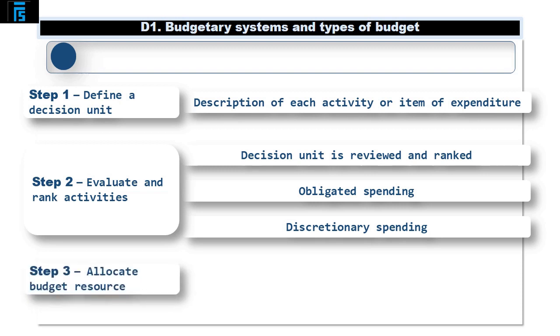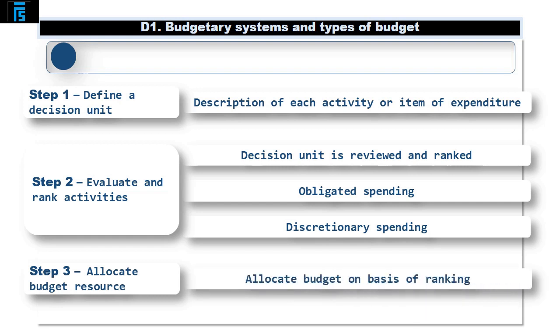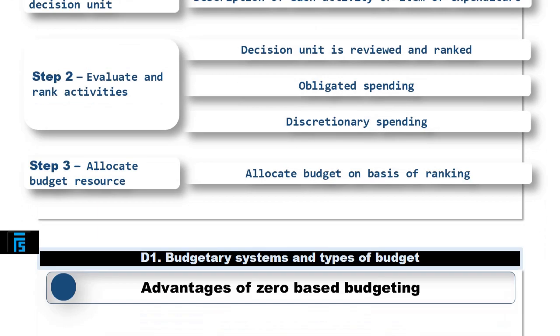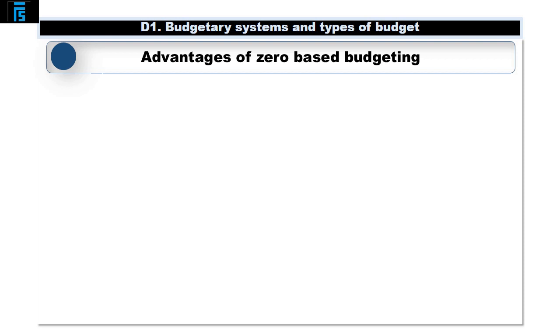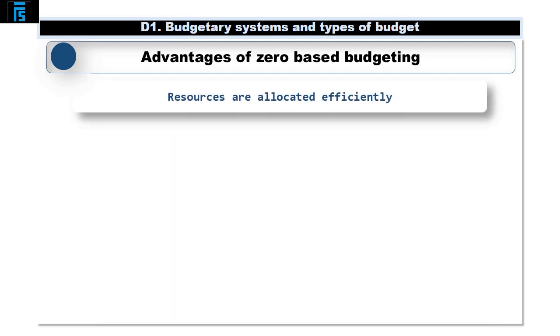Step 3 is to allocate the budget resource. The budget resource is allocated to the items in ranking order until the available resources are all used. Advantages of zero-based budgeting include: it should ensure that resources are allocated efficiently to where they are most needed.